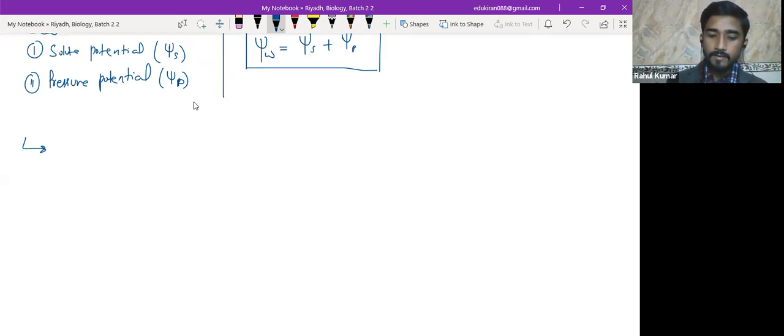So write it down. When solute is dissolved in pure water, the free energy, or in bracket you can write free water molecules, the free energy or free water molecules of water decreases.